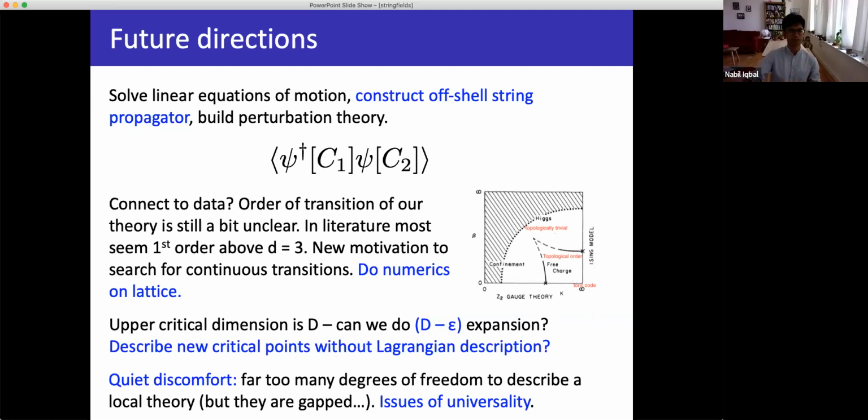Finally, there are some things that might leave you uncomfortable about this theory. Honestly, it has way too many degrees of freedom to describe a local theory. On the other hand, they're all gapped. Does it matter? You could worry about this. And the issues of universality that I mentioned have to be addressed.